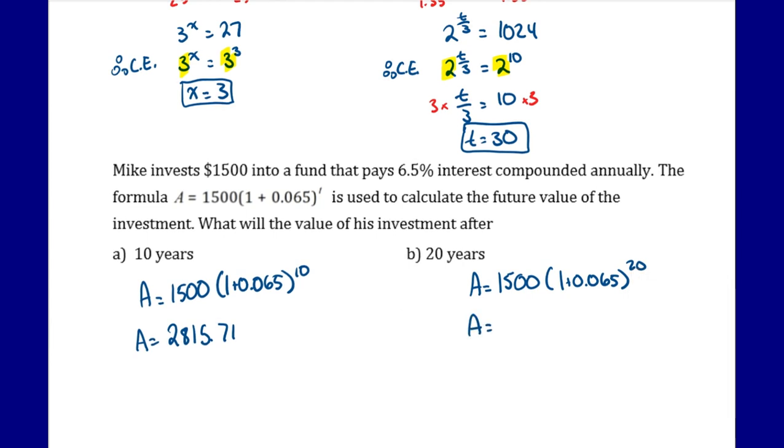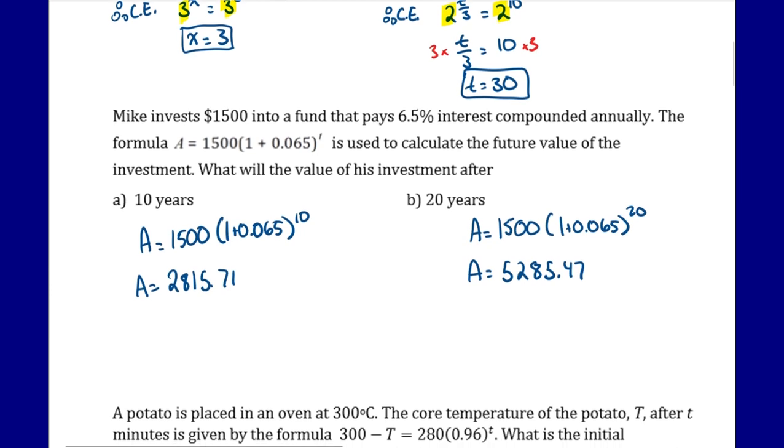And again, this is just a calculation. We should get $5,285.47. So after 20 years, $5,285.47. So again, this one was just about plugging the values in and calculating.